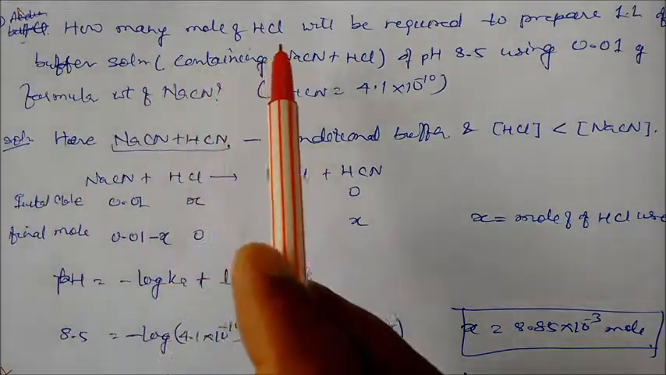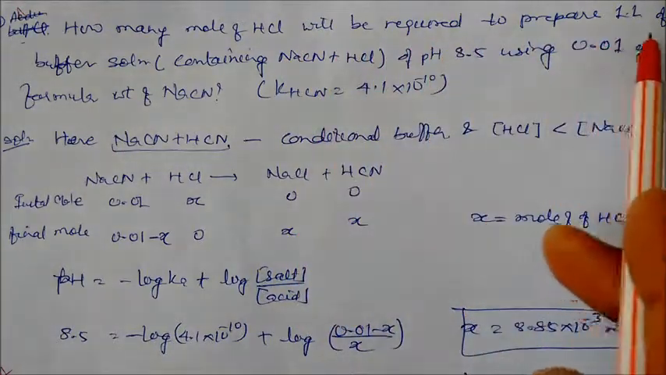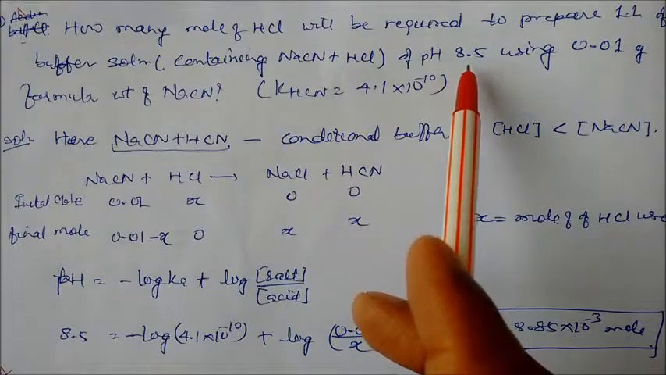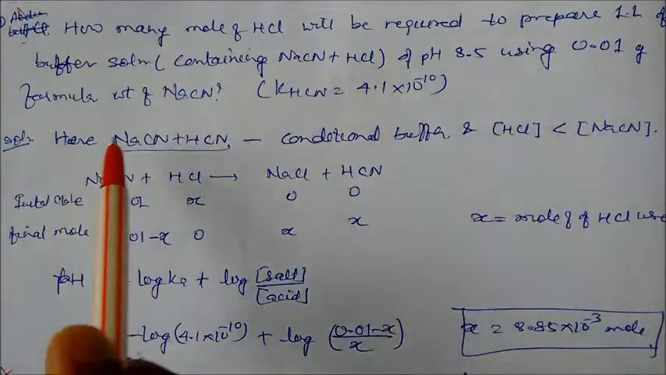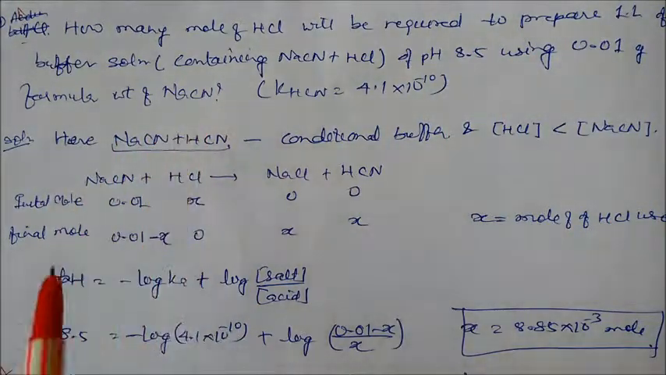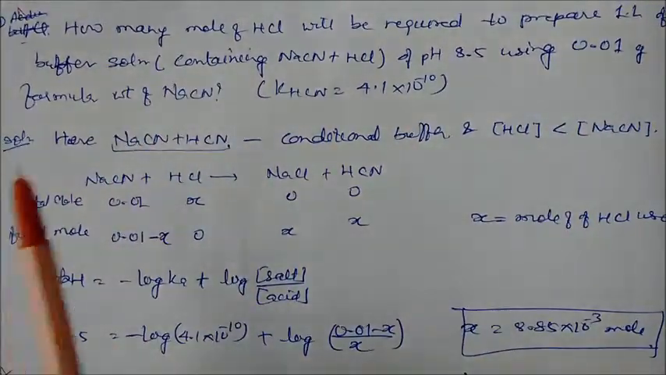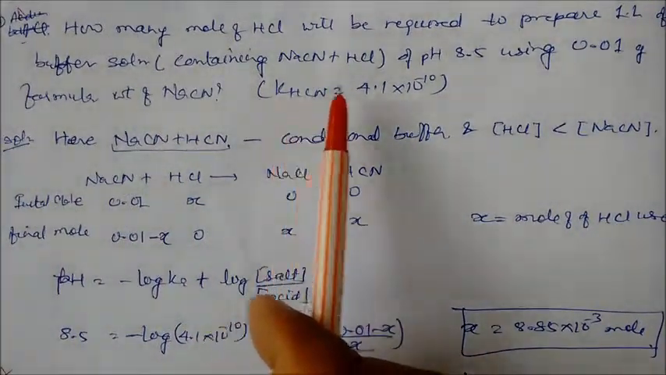How many moles of HCl will be required to prepare 1 liter of a buffer solution containing NaCl and HCN of pH 8.5 using 0.01 gram formula weight of sodium cyanide? So here 0.01 gram formula weight is given. We can convert to moles also, and the weak acid dissociation constant is also given.